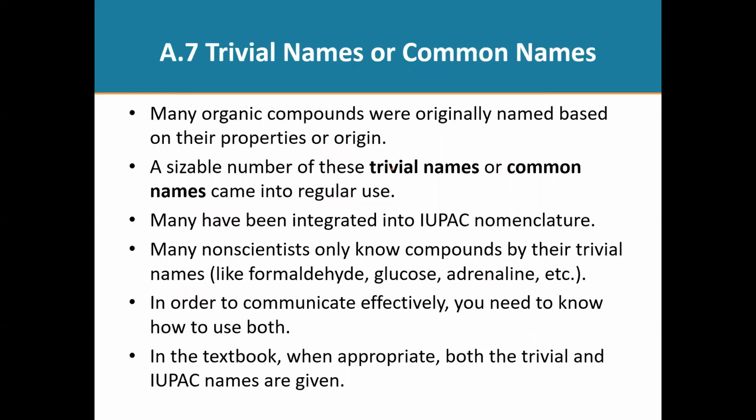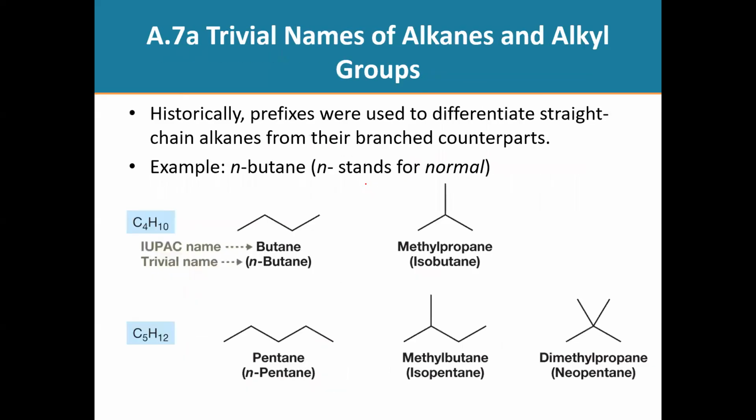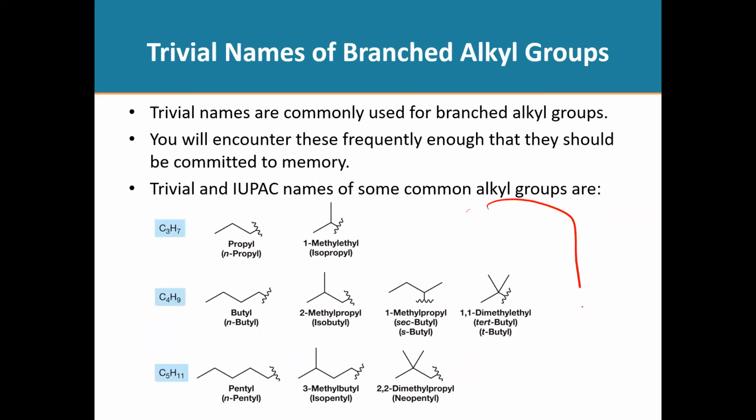And they give you some other examples. So sometimes you'll see trivial names, and sometimes you'll see common names, and they've been integrated into the nomenclature. So the IUPAC name would be butane. N-butane stands for normal. This is isobutane. Here's 1, 2, 3, 4, or you could call this methylpropane because propane is 3, and at the 2 position there'd be a methyl group. Here's pentane or normal pentane, and they give you some other examples. And here's some other examples of trivial and IUPAC names.